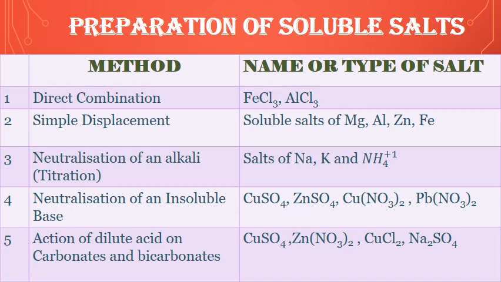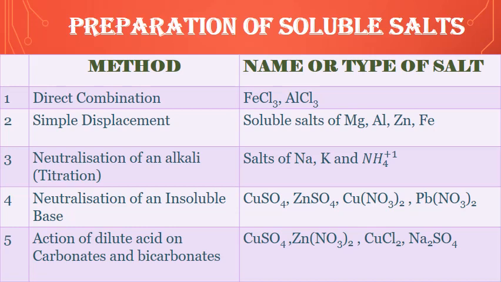Neutralization of alkali. So by the neutralization, that's by the reaction between an acid and base to produce salt and water. Here the base will be specifically an alkali, and the method of preparation is actually called titration. So we prepare salts of sodium, potassium and ammonium by this method.